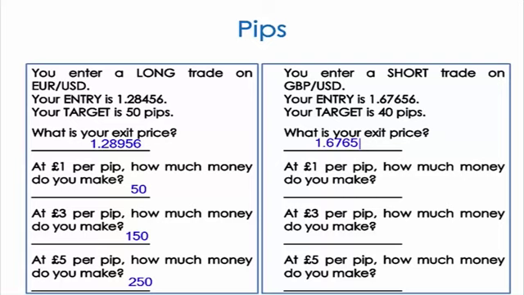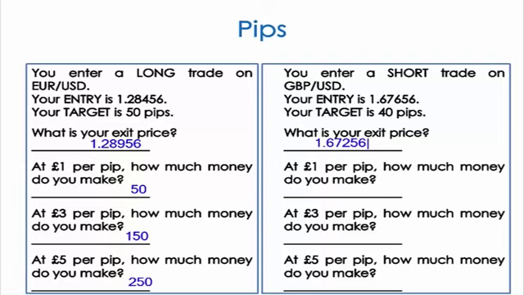So 1.6765 actually becomes 1.6725. And of course we add the 6 back on the end again. So if you're selling at 1.67656 and you want to make 40 pips, your exit's going to be 1.67256. Now, you might be going, hang on, but price has gone down.